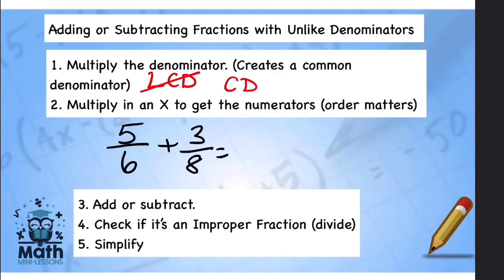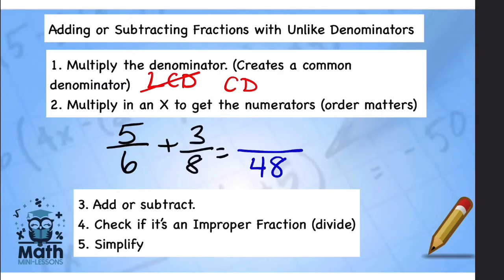And then I'm going to multiply in an X fashion, going up, so I can get numerators. And that order is going to matter, and I'm going to show you why this actually works. So remember, we're going to multiply this way, and then we're going to multiply in an X. So when I multiplied the denominators, you saw I had 48. It was 6 times 8 is 48. And 48 is just a common denominator because obviously I'm multiplying 6 and 8 together.